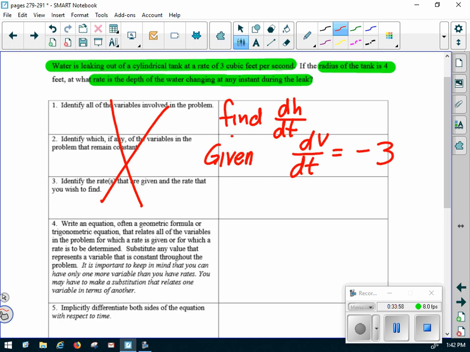The radius equals 4. That's constant, because it's a cylindrical tank. Is the radius of the cylinder constant? Is it the same all the time? Yes. So I'm given that the radius is 4. The radius will not change. So we have 2 givens.